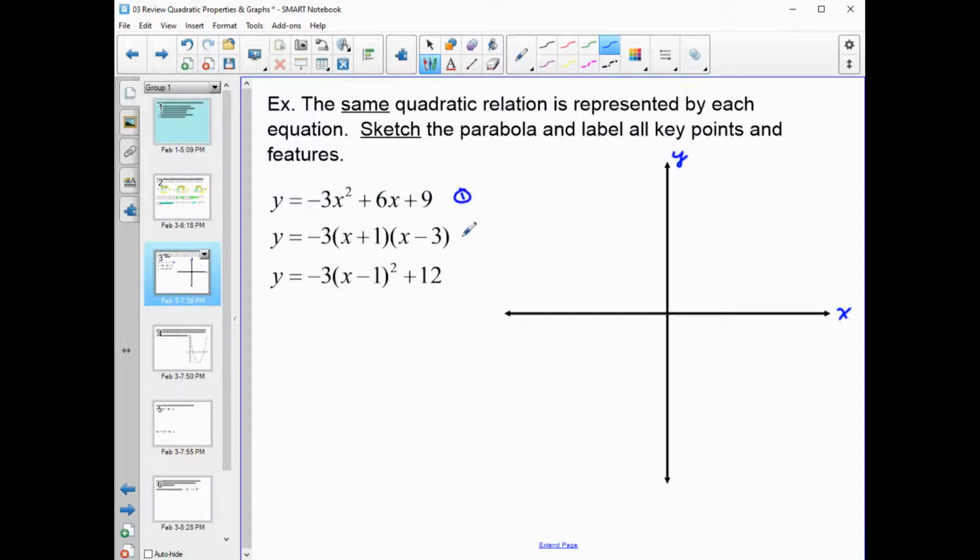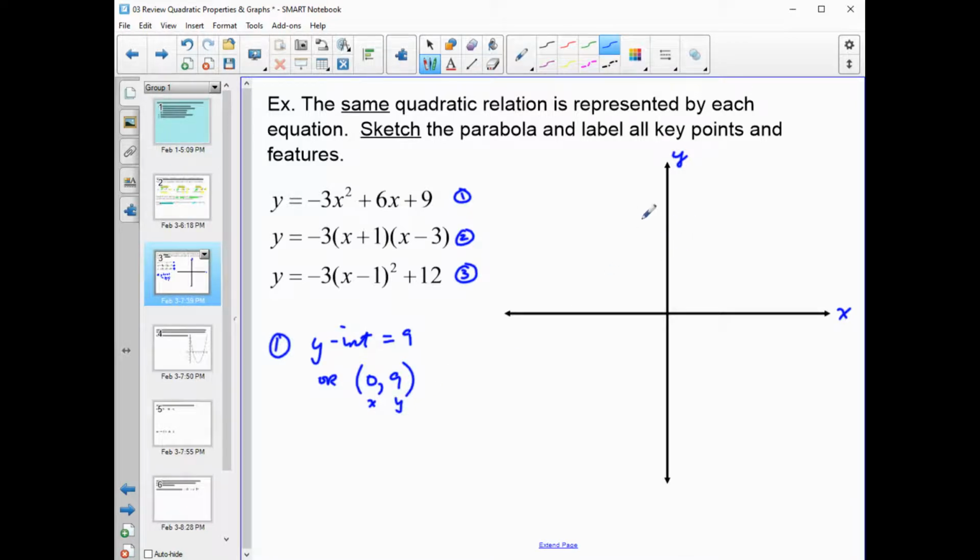I'll label these equations 1, 2, and 3 just in the order that they appear, so I can refer to them. So what does equation 1 tell us? Well, equation 1 is in standard form, and as I pointed out in the previous slide, standard form is going to tell us about the y-intercept. So the y-intercept, which we get from standard form, is equal to 9, or you can refer to that as a point which has an x-coordinate of 0 and a y-coordinate of 9. That's what a y-intercept is. The x-coordinate is 0, the y-coordinate is 9.